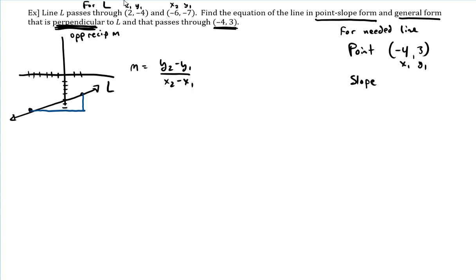Okay, so these are different lines. So that's why it's a little weird. This x1 and y1 are not that x1 and y1. It's for a different line. Okay, but let's go back to the slope and find it.